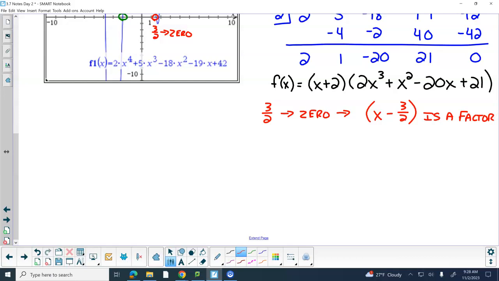So now I can put 3/2 into, I'm not going to go back to my original function, I'm going to go with this factored function. Because if it's a 0 of the original function, it's a 0 of all of the factors until you use it in that function. Okay? So I'm going to go with 2, 1, negative 20, and 21 there.